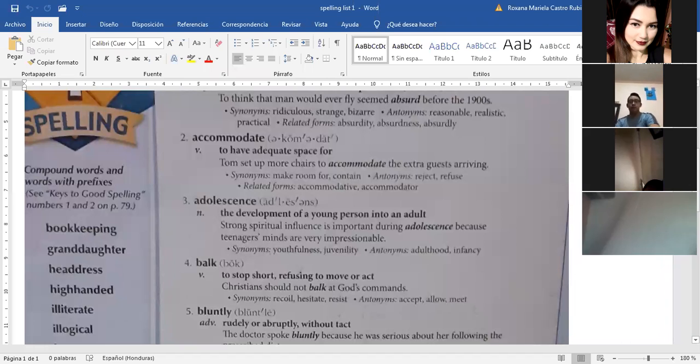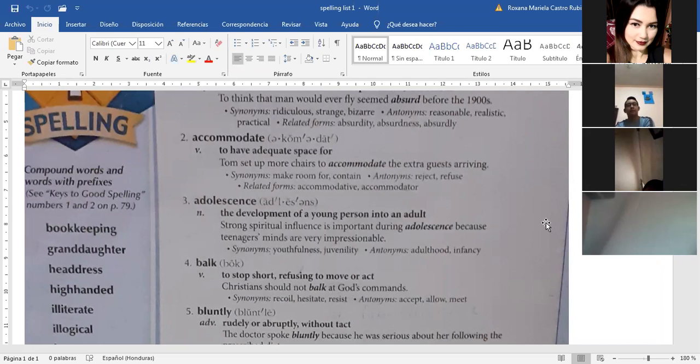Balk. Can you please spell it, Jose? But first I will tell you it's a verb and it is to stop short, to stop short, refusing to move or act. Christians should not balk at God's commands. Synonyms are resist, hesitate, recoil. It's like when you don't accept something, you resist doing something, balk. Spell it, please. B-A-L-K. Balk. Excellent, Jose. Excellent job.